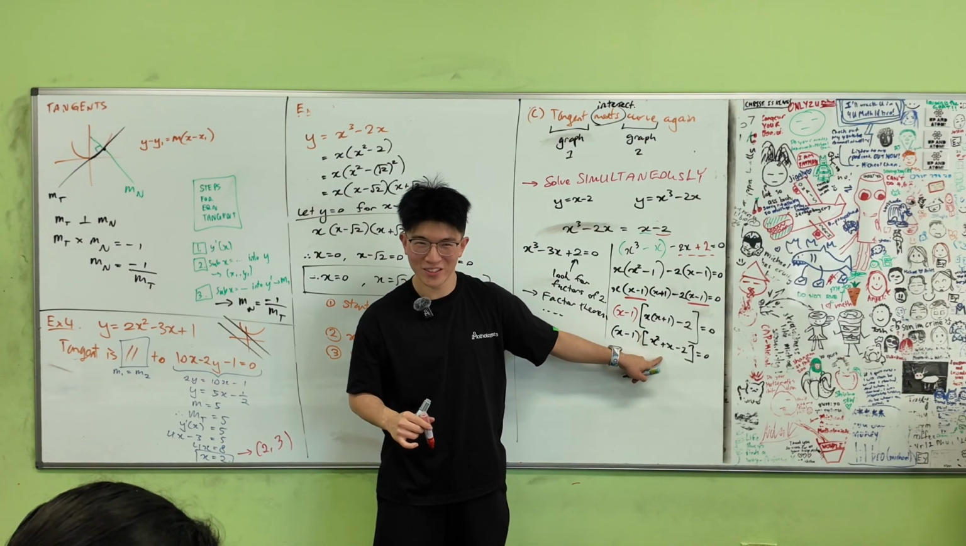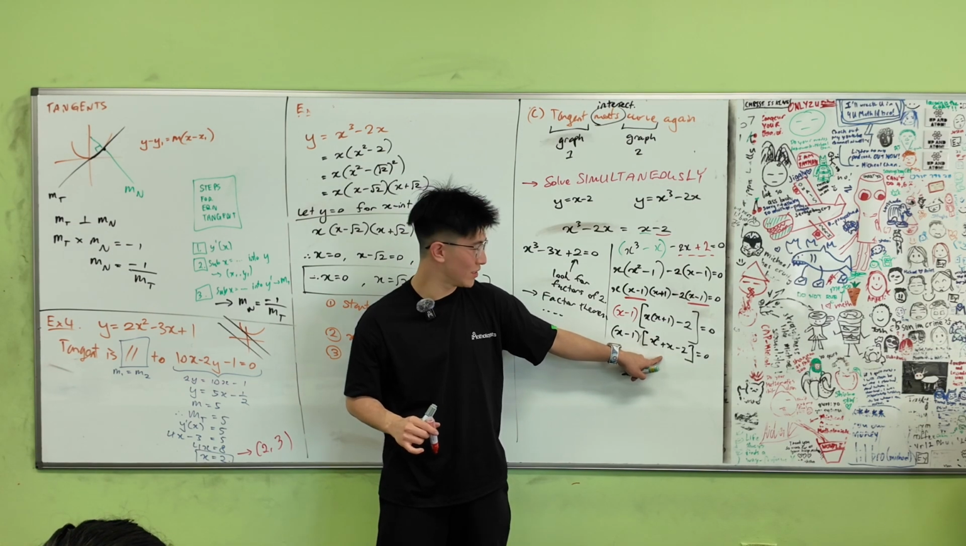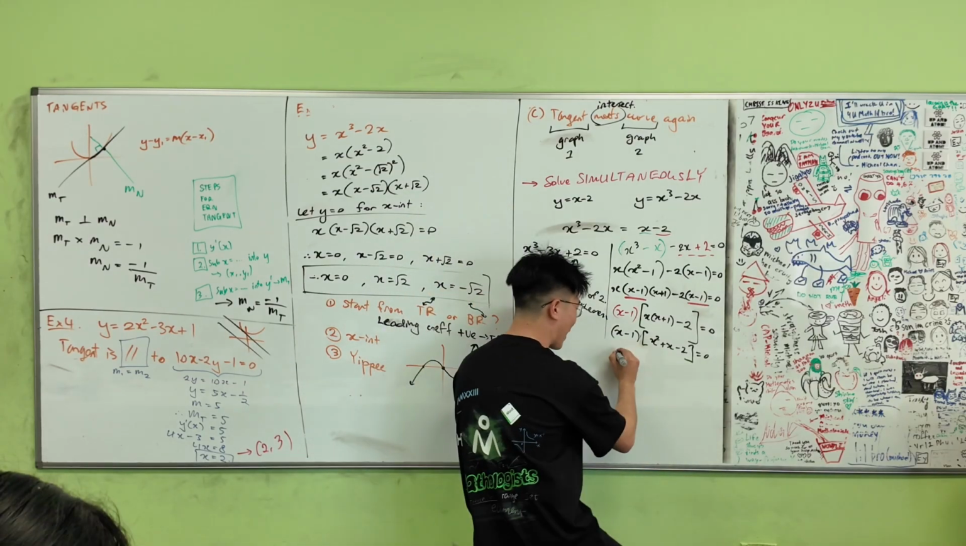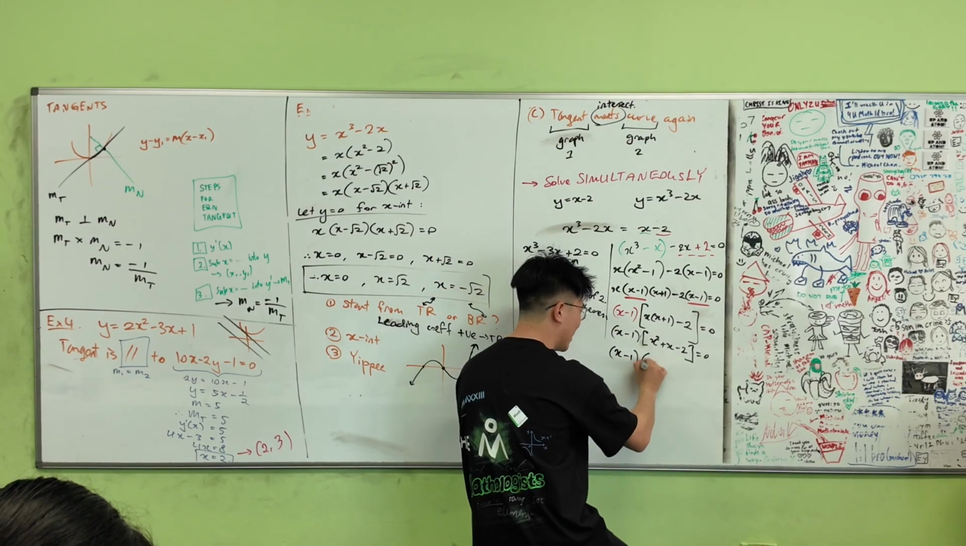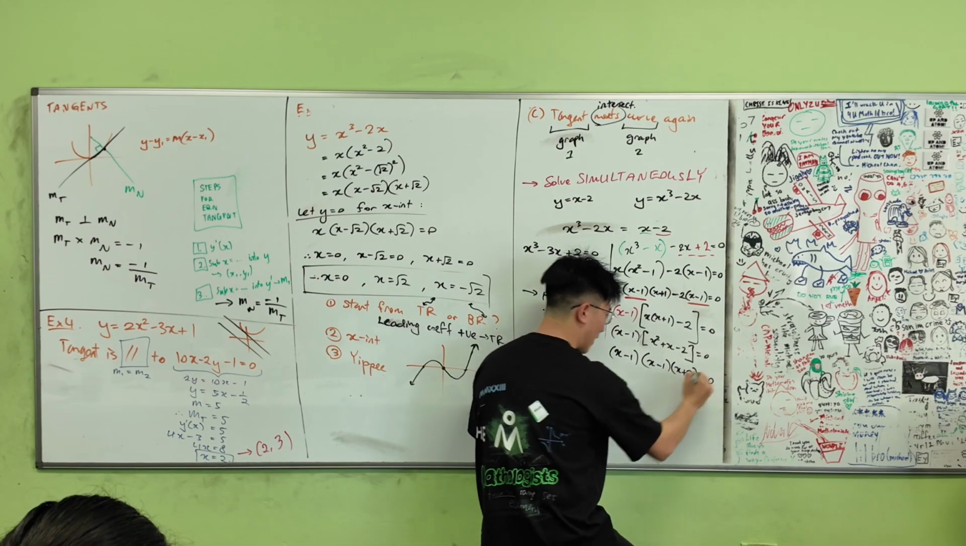Is this not something you can do? Who can do it? What is it? Factorize it. x minus 1, x plus 2. This is just x minus 1, x plus 2. Now I've got 3 brackets, and you know you're good with that because we just did it in the other question.